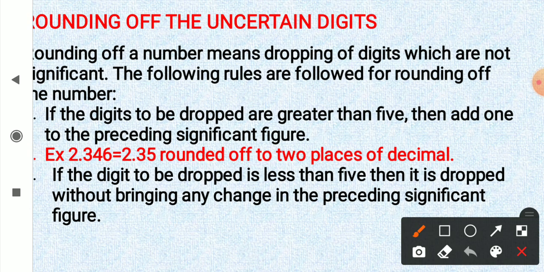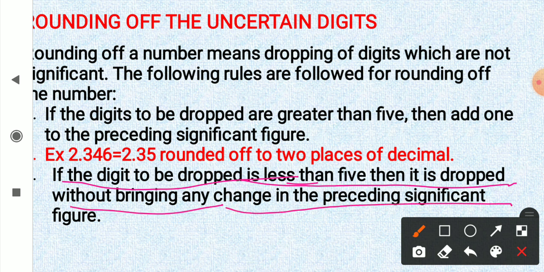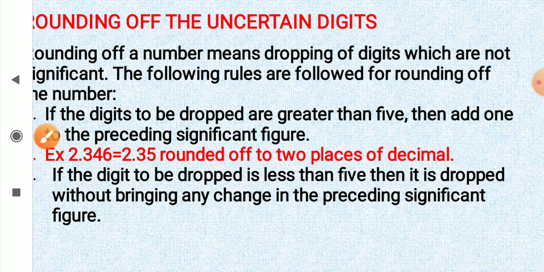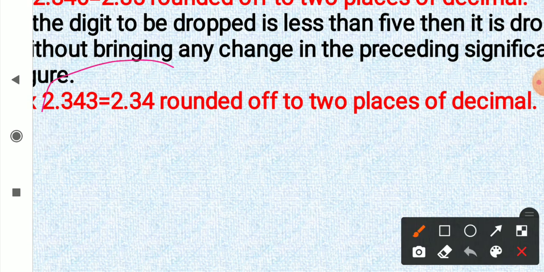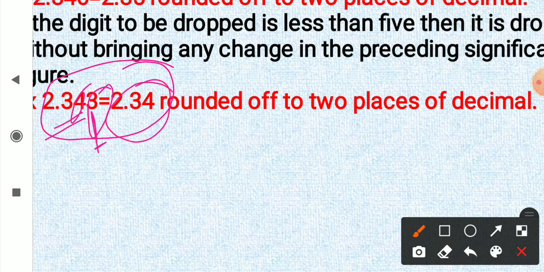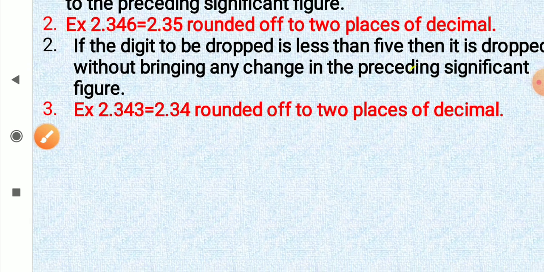Another rule, if the digit to be dropped is less than 5, then it is dropped without bringing any change in the preceding significant figure. That means if we have a number like this and I want to drop this 3, which is less than 5, so I don't make any change in this number 4 and just drop 3. So the result is 2.34 rounded off to 2 places of decimal.